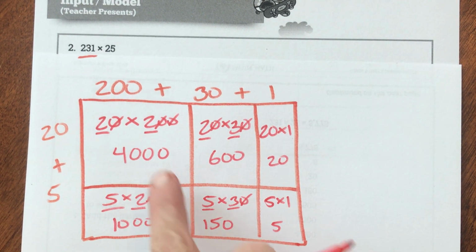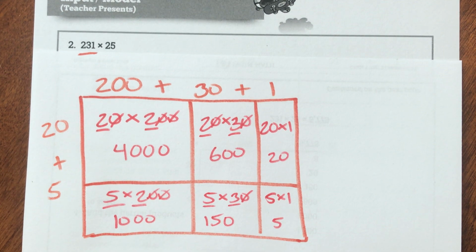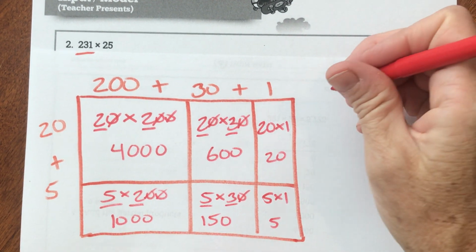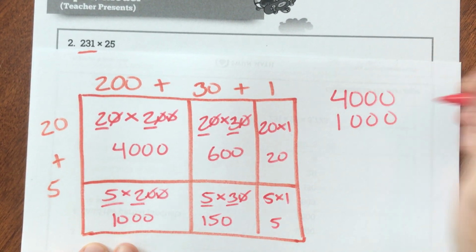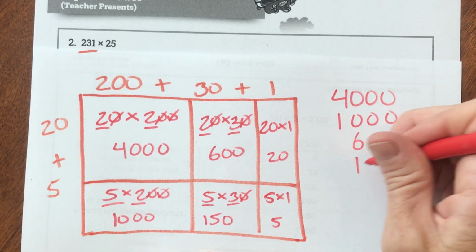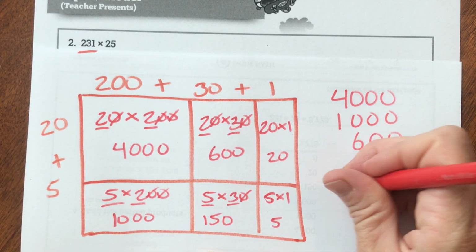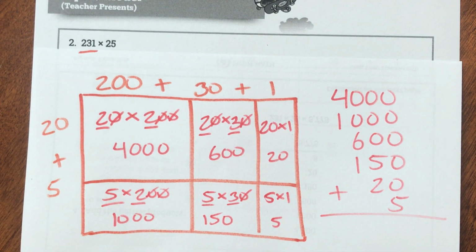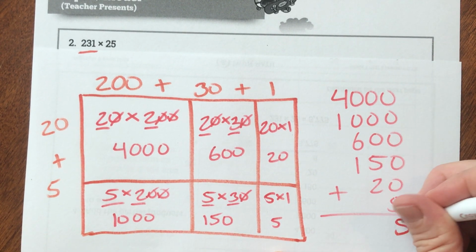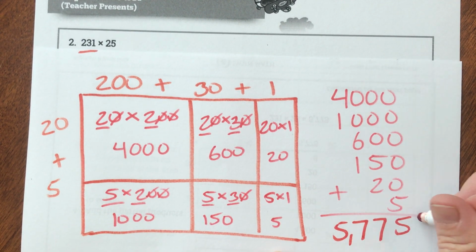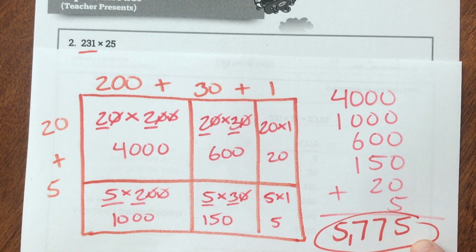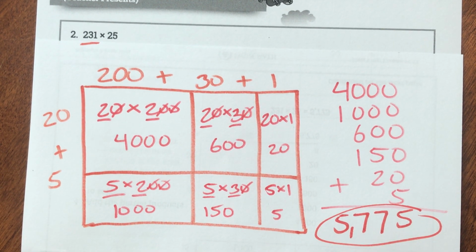Okay, so this time I have 1, 2, 3, 4, 5, 6 partial products, and I'm going to add those up. And again, I like to set them up from least to greatest. So I have 4,000, 1,000, 600, 150, 20, and 5. It's just easier if I set it up that way. Okay, so what do I have here? I have in my ones column 5, 7, 7, 5. So my partial products and my real product is 5,775.